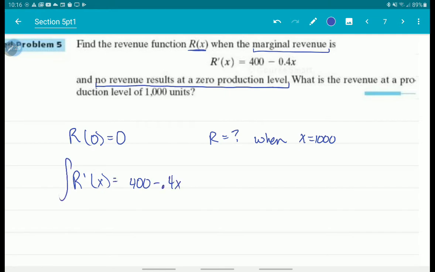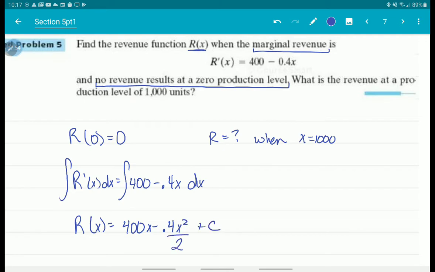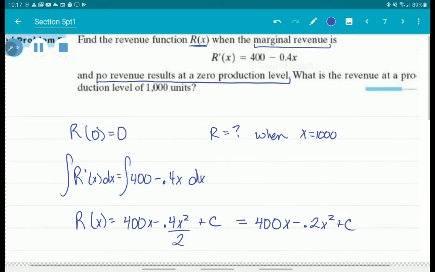So we need to integrate both sides, and we are integrating with respect to x. So I'm going to put a dx on both sides. When I integrate the marginal revenue, I will get the revenue equation back. And we're going to have 400 minus 400x minus 0.4x squared over 2 plus c. And that can be simplified just a little bit to 400x minus 0.2x squared plus c. So there's our revenue equation.